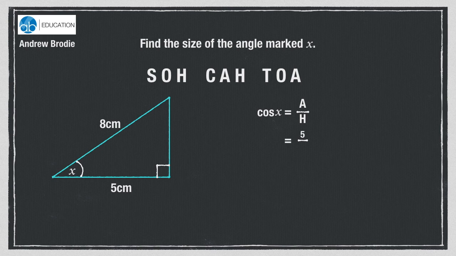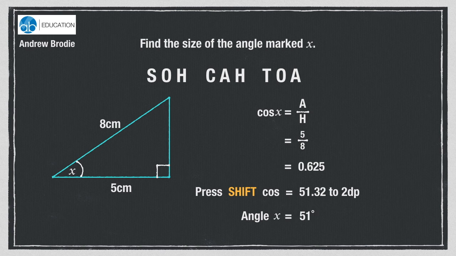So cos x must be equal to 5 over 8, which the calculator shows is 0.625. Press Shift cos equals to get 51.32 to 2 decimal places, which we can round down to 51 degrees to the nearest degree.